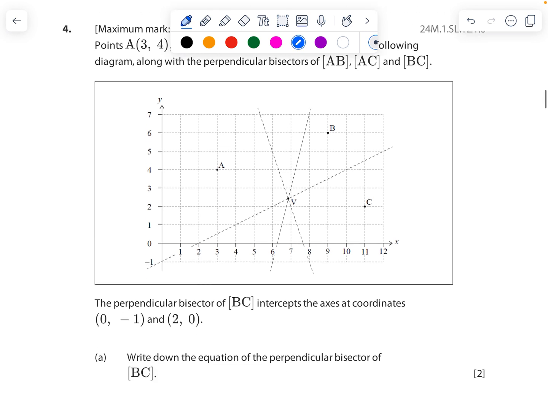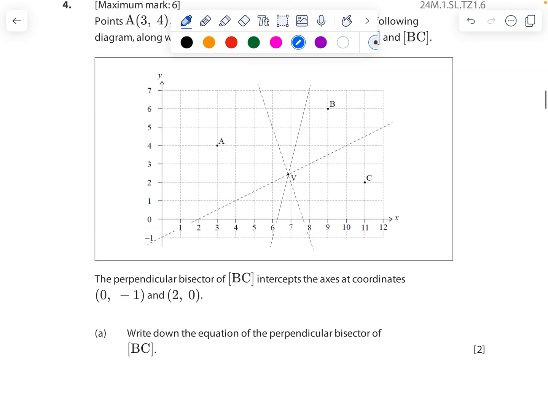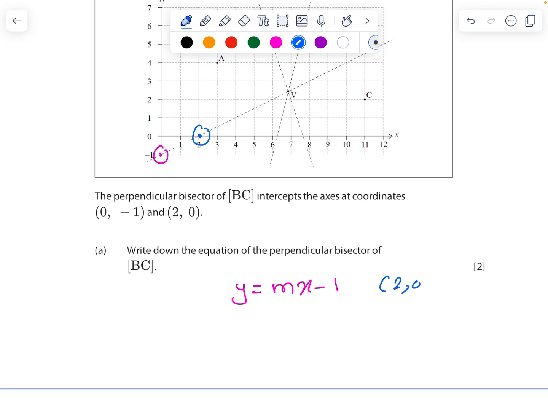Write down the equation of the perpendicular bisector for BC. So we can see that BC is passing through minus 1. So y equals mx minus 1. And it is also passing through (2, 0). So plug in (2, 0): 0 equals 2m minus 1, which gives me the m value as 1 upon 2.